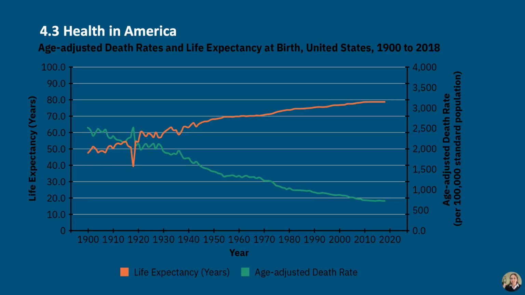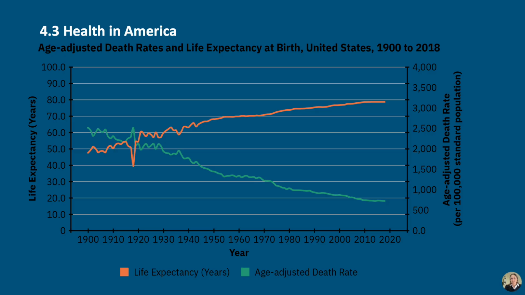So when we're looking at this graph here, what you're looking at is age-adjusted death rates and life expectancy in the United States. So over the past century, life expectancy has increased and rates of death have decreased. The 20th century saw really an unprecedented decline in mortality, and life expectancy rose more than 30 years during this time frame.